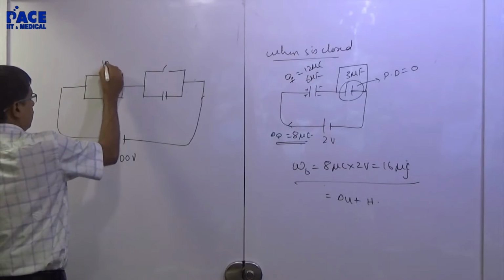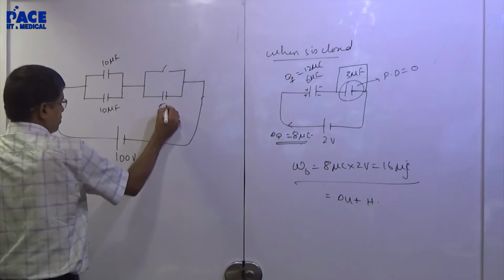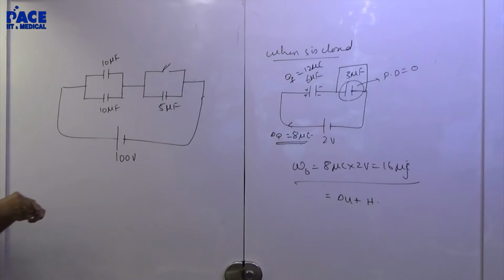100 volts. 10 microfarads, 10 microfarads, 5 microfarads. When the switch is closed, find the work done by the battery.